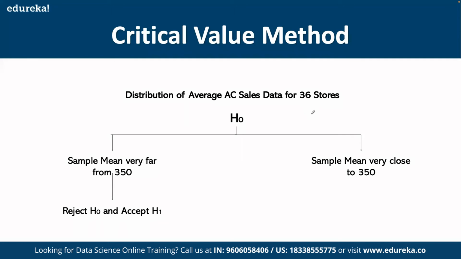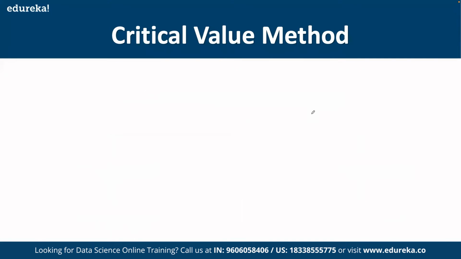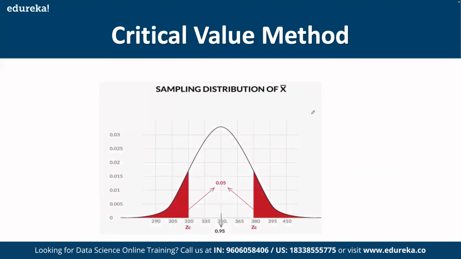On the other hand, if I've got a sample mean closer to 350, then we do not reject the null hypothesis. We just proceed with the null hypothesis itself. So that is how we will make use of the critical value and then perform the analysis. In this scenario, we've got a mean and then I'm going to calculate the standard error, which is given by sigma divided by square root of n, where n is the number of rows that I've got. And from there, we are going to calculate the values.